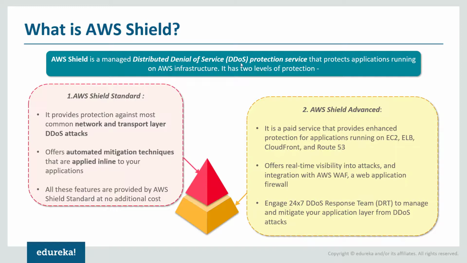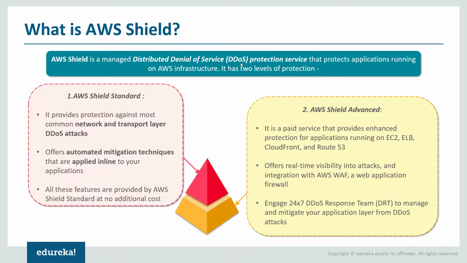AWS Shield service. There are two types of shields. One is Shield Standard, the other is Shield Advanced. So Shield Standard is free, which is provided to all customers of AWS. It can do network as well as transport layer DDoS protection. It can automatically mitigate the DDoS attacks. However, Shield Standard has fewer features.